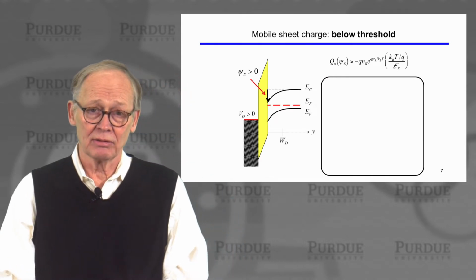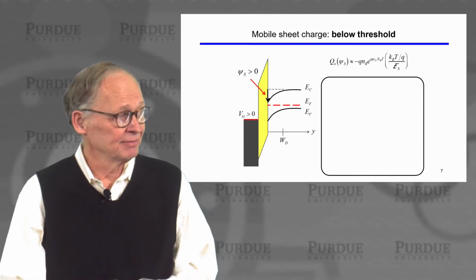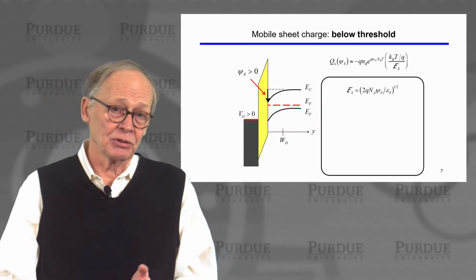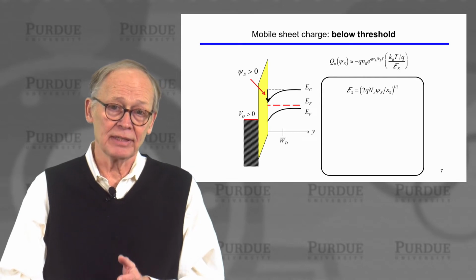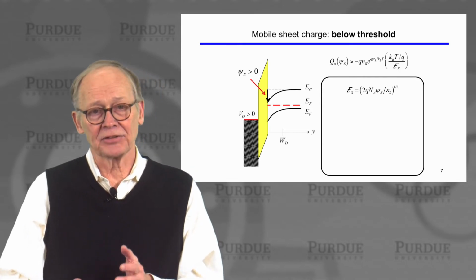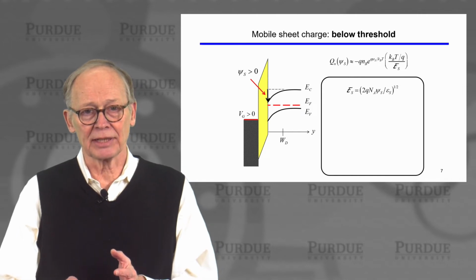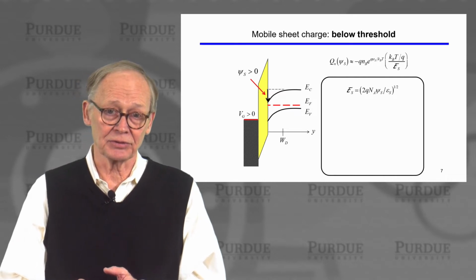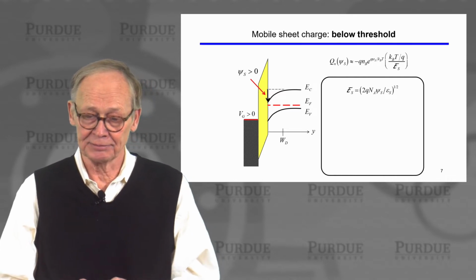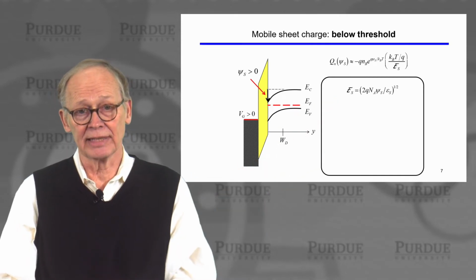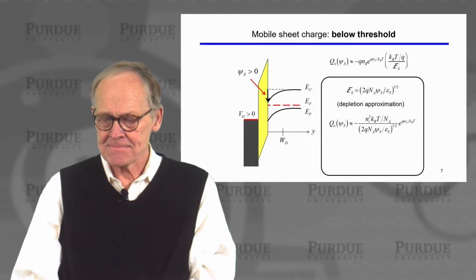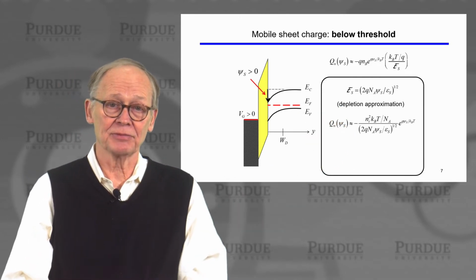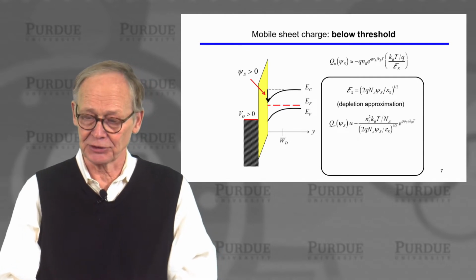Okay, so let's look below threshold first. We'll begin with the expression that we just derived. Below threshold, the electrostatics is mostly determined by the ionized acceptors because the concentration of mobile electrons is so small. We can then determine the electric field at the surface using our depletion layer theory. So we have an expression for the electric field at the surface. Using that expression, we have our expression for the mobile electron charge versus surface potential.